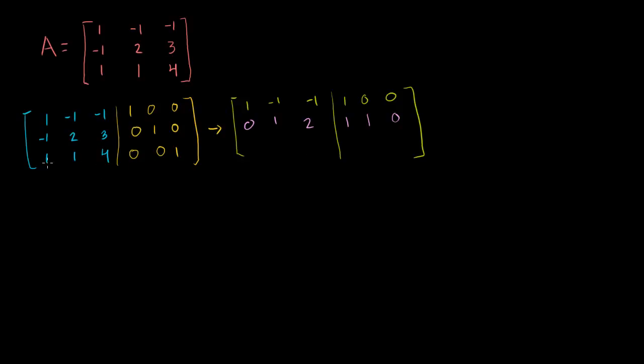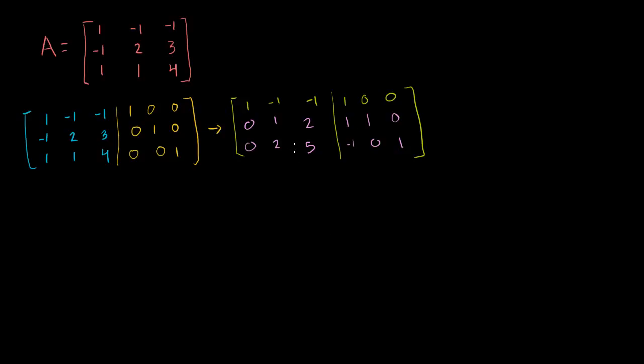Now, this third row, I want to get a 0 here. So let me replace the third row with the third row minus the first row. So 1 minus 1 is 0. 1 minus minus 1 is 2. 4 minus minus 1 is 5. 0 minus 1 is minus 1. 0 minus 0 is 0. And then 1 minus 0 is 1. Just like that.